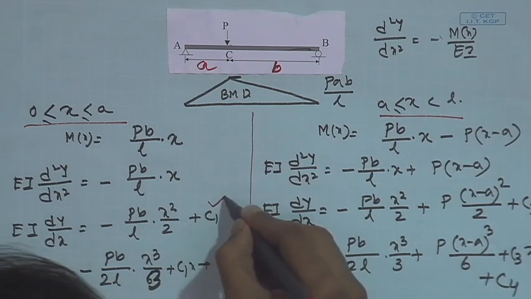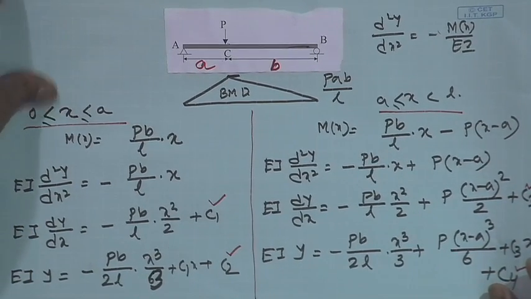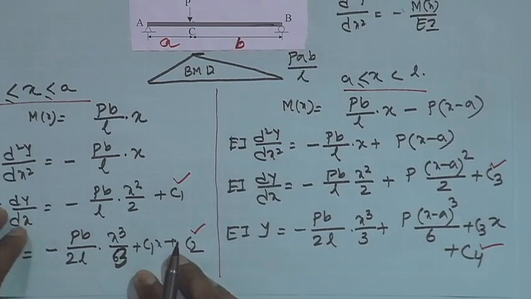So, we have constant 1, constant 2, C3 and C4. We have 4 constants, and these 4 constants need to be determined. Okay. Now, what are the boundary conditions we have now?